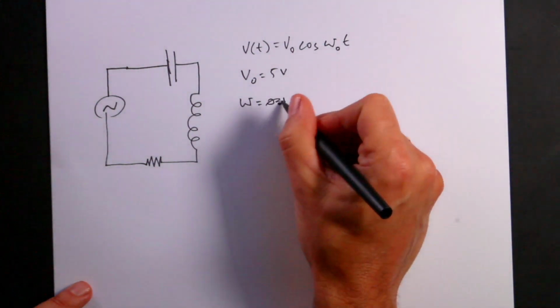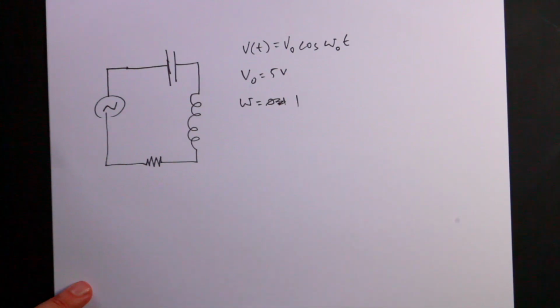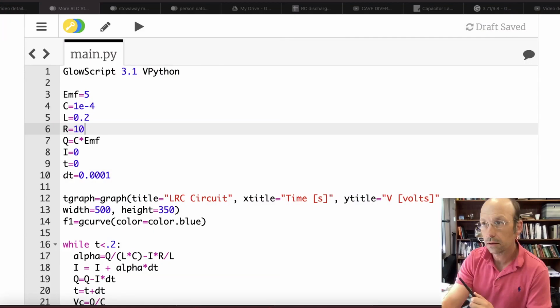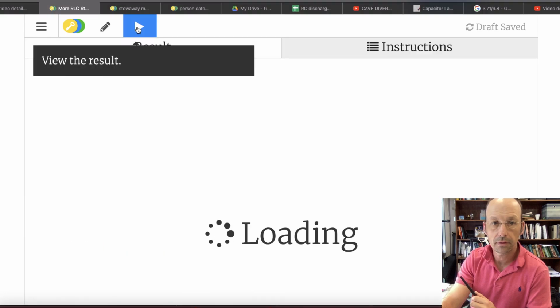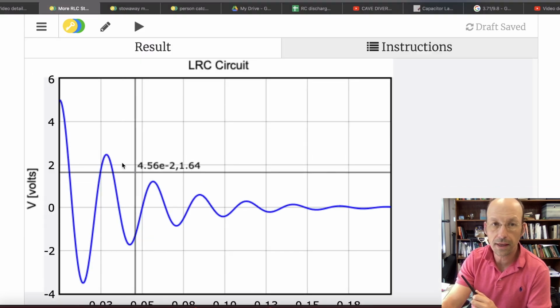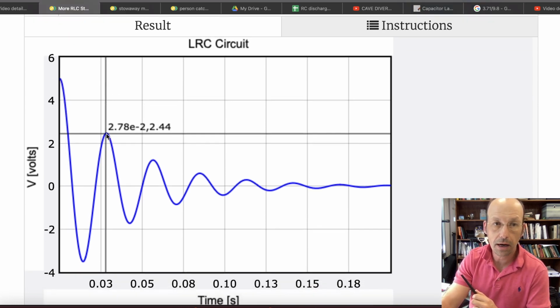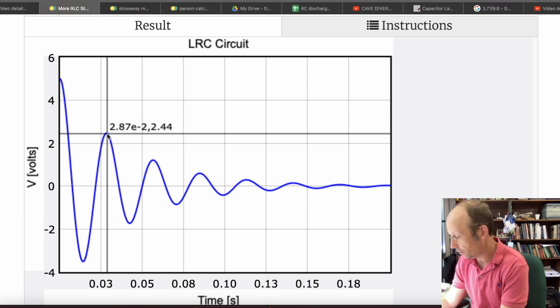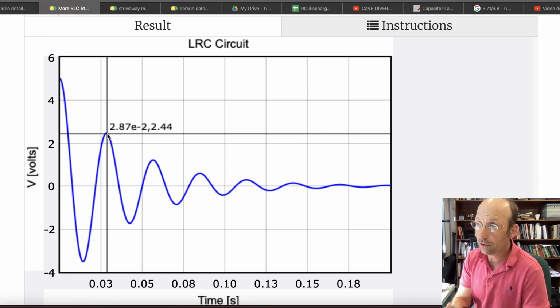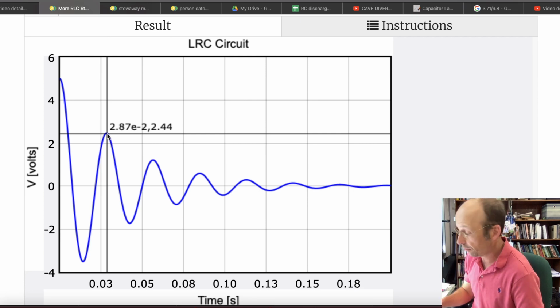Let's just pick 1. Now, I'll tell you right now, let's go back real quick to this and run this. What's the frequency of oscillation for this? If I look at one complete oscillation, it goes from here to there, and that's about, let's say, 0.0287. So I can use that to calculate the frequency.